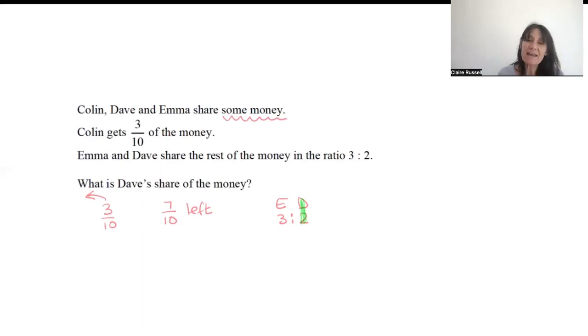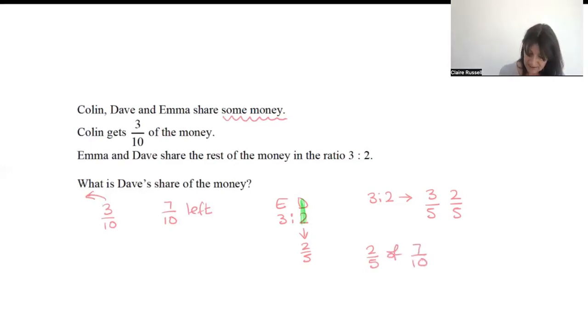I've got to think about what Dave is as a fraction, because everything else in this problem is in fractions, and I want to work in the same units. I'm going to stay in fractions. Now, I should know that the ratio are basically the numerators of fractions. So out of 5, Dave is getting 2/5. Dave is actually going to get 2/5 of the 7/10 that is left.